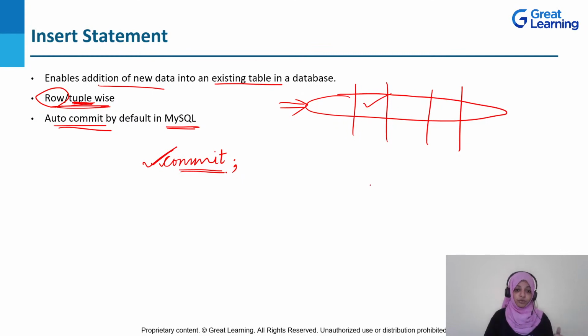What happens if you want to remove this? There is a statement for it. You can set auto commit to false.